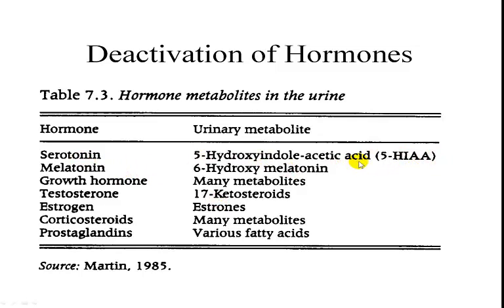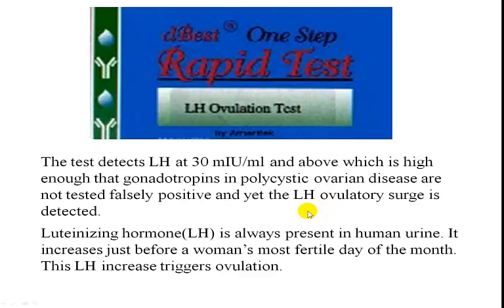So serotonin is metabolized to 5-HIAA, 5-hydroxyindoleacetic acid, melatonin to 6-hydroxymelatonin, and growth hormone has many metabolites. Growth hormone is a rather large polypeptide, actually a protein hormone, and it is glycosylated in many areas, so it's metabolized to many metabolites that can be found in the urine. So this is what we want to be thinking about.